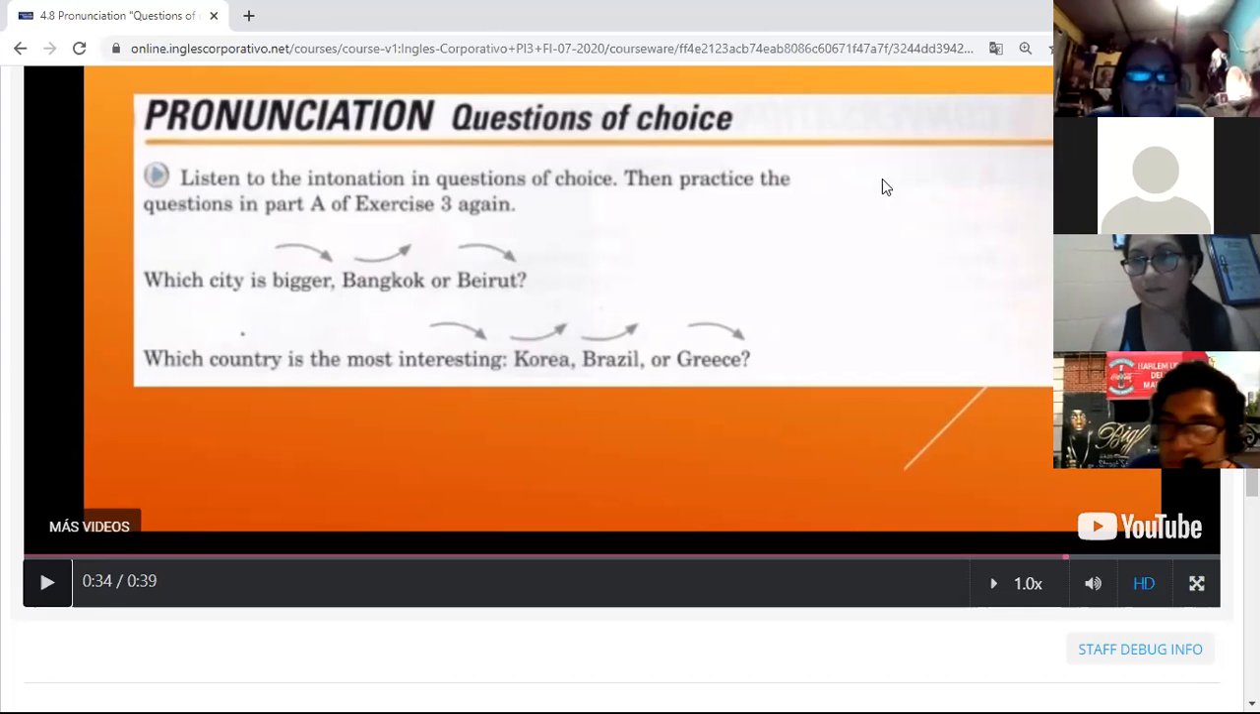Options. For example, colors, food, sports, music. What is your favorite color? Green. Come on. Again. What's your favorite color? Repeat. No, in color, no. What's your favorite color? Okay, and then mention the three colors. Red, blue, or yellow. Excellent.